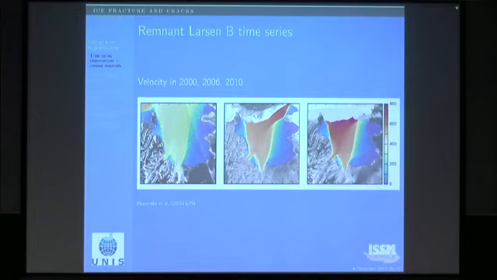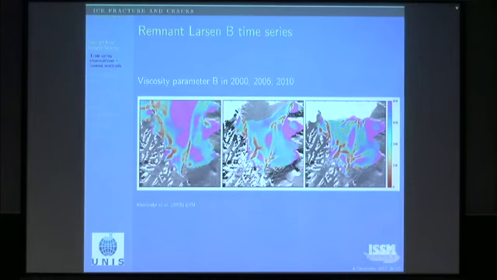The ice shelf here, in terms of velocity maps, you can see that the speeds are increasing through time, so that indicates that the ice is getting weaker. The viscosity, this viscosity parameter that we invert for, is getting more and more red, so more readily deformable ice through time from 2000, 2006 to 2010.